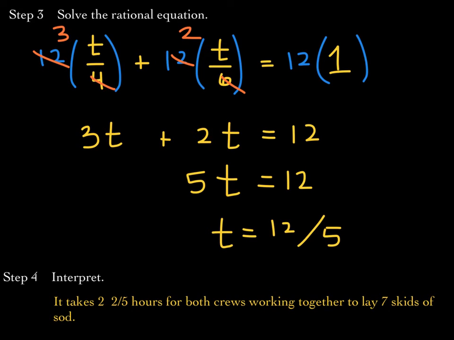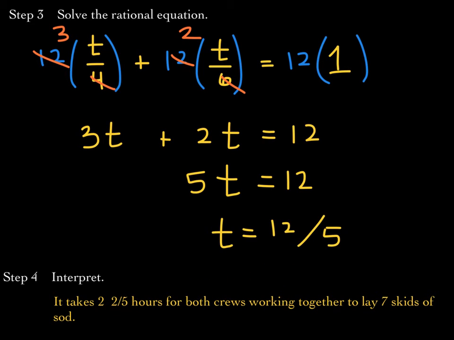The last step is to interpret your results. So it takes 2 2/5 hours for both crews working together to lay 7 skids of sod. Don't forget, changing this improper fraction to a mixed number is really important in this context. Remember, 5 goes into 12 2 times, and then you'll have 2 as a remainder. That's where that 2 comes from, with the same denominator of 5.